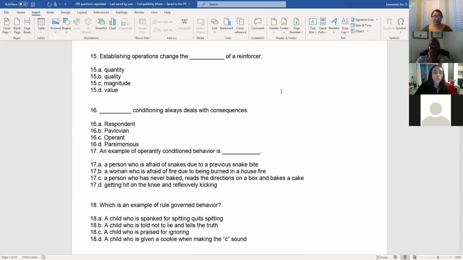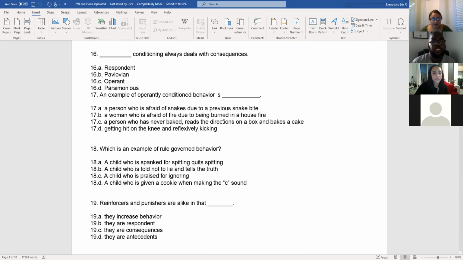Establishing operant change the dash of a reinforcer. Value. Also, number 15, value, yep. Dash conditioning always deals with consequences. Operant. Consequences, that would be operant conditioning, right? Yeah, I agree. Number 16, operant conditioning. Yep.